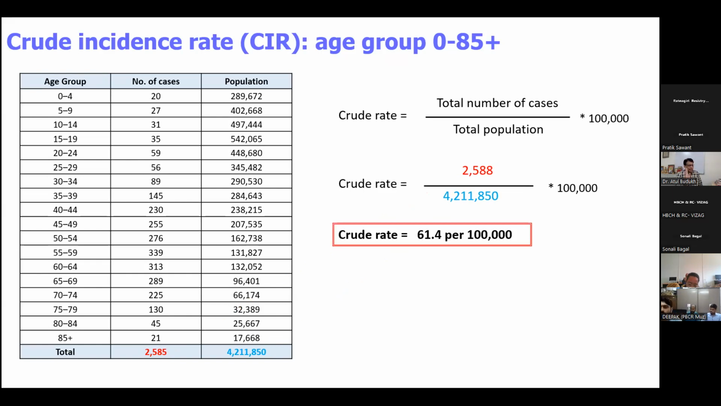What is the crude rate? That is called the actual rate. The burden of cancer in this population is 61.4 per 100,000. That means in layman's language, for every 100,000 population, there are 61 cancer cases. This is called the actual rate because we can use it to know the burden in the population. But when you want to use it for comparison purposes, we use the rate called the age-adjusted rate or age-standardized rate. But the crude incidence rate is the actual rate, 61.4.